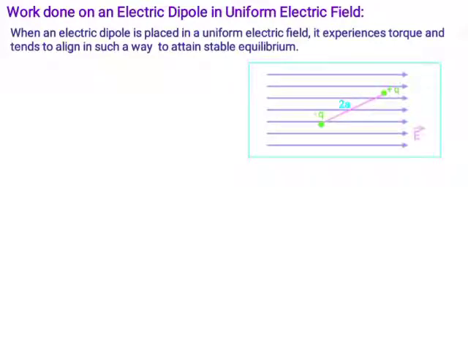Now, work done on an electric dipole in a uniform electric field. When an electric dipole is placed in a uniform electric field, it experiences torque and tends to align in such a way as to attain stable equilibrium. If we consider the dipole here in the presence of a uniform electric field, it experiences force. That sort of force is nothing but torque. Just carefully see the diagram. The dipole is kept here in the presence of a uniform electric field, and the angle between the dipole moment and the electric field is denoted by theta.